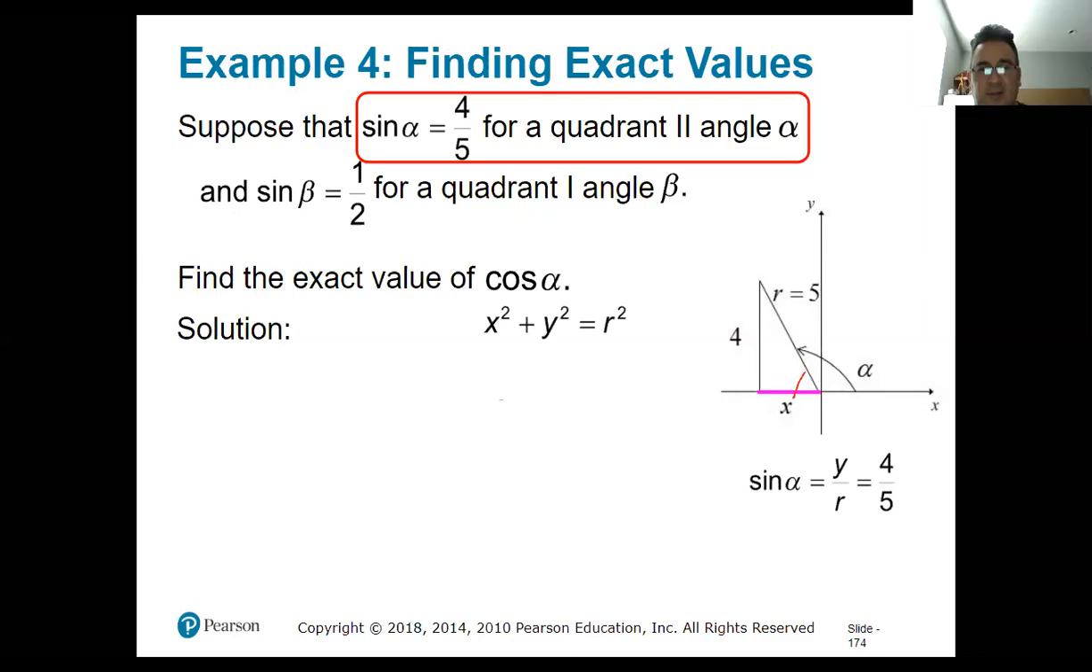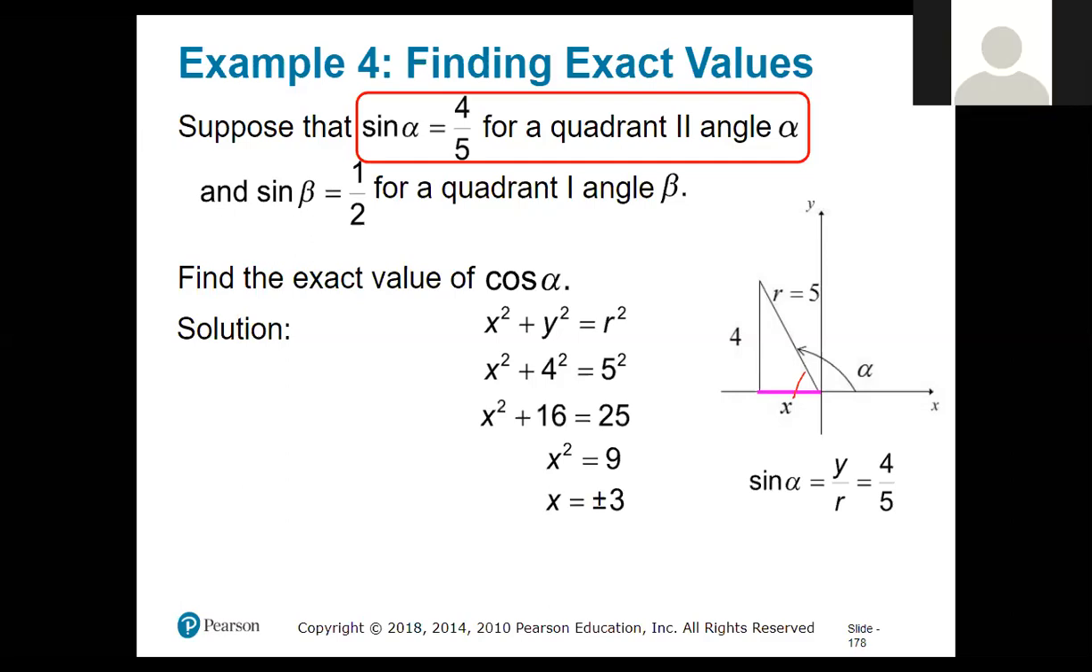So I substitute my values, and then I solve. 4 squared is 16, 5 squared is 25, and then I subtract. I get that x squared is equal to 9. Take the square root of both sides. I guess that x equals what? Plus or minus 3, right? But in this case, we are going to the left. So that means it should be what? Negative. Very good, negative. So x is negative 3. So my answer is negative 3, right?